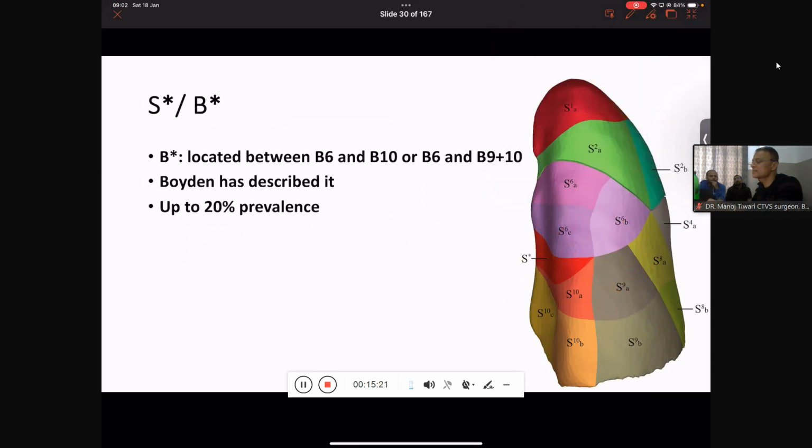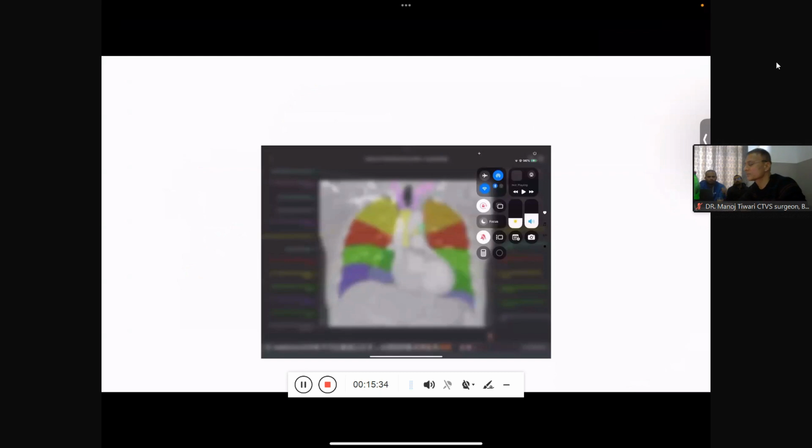So here we can see in the same picture, this is the 6th segment as shown here. This is the 10th segment. And here is another segment, this one. This is called the S* or sublobar segment. Sublobar segment. So there is one video I will show here.